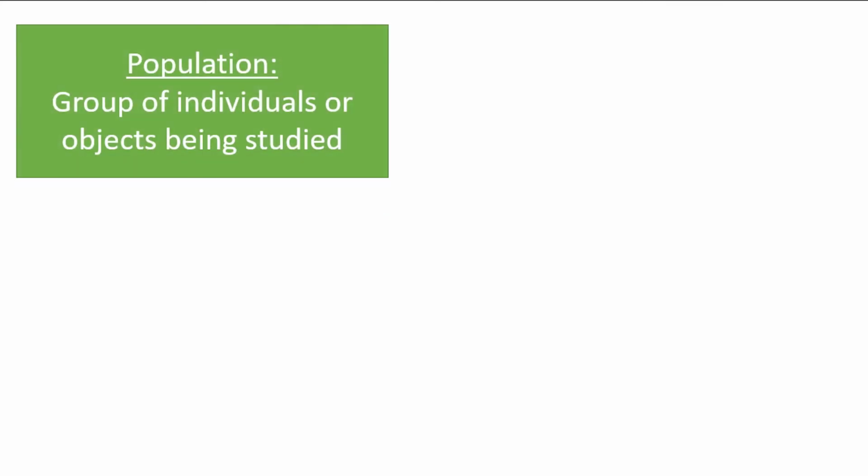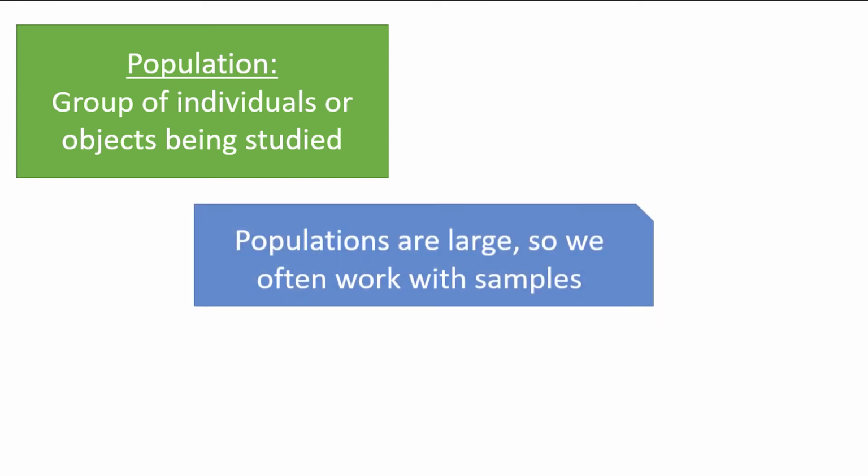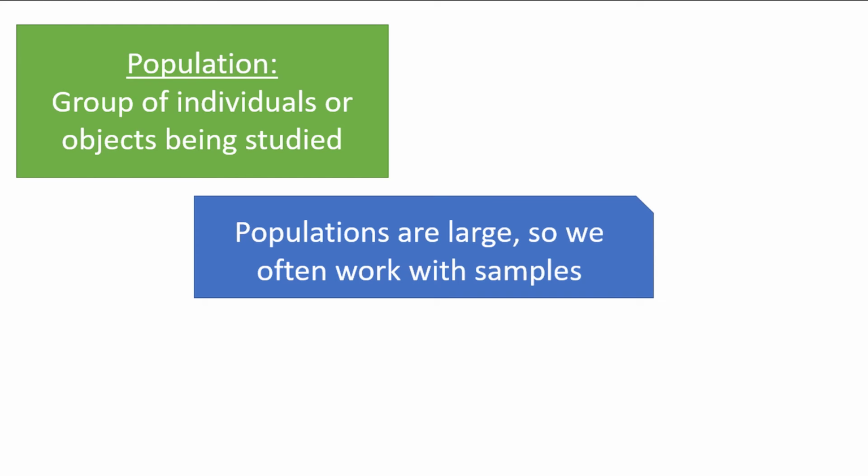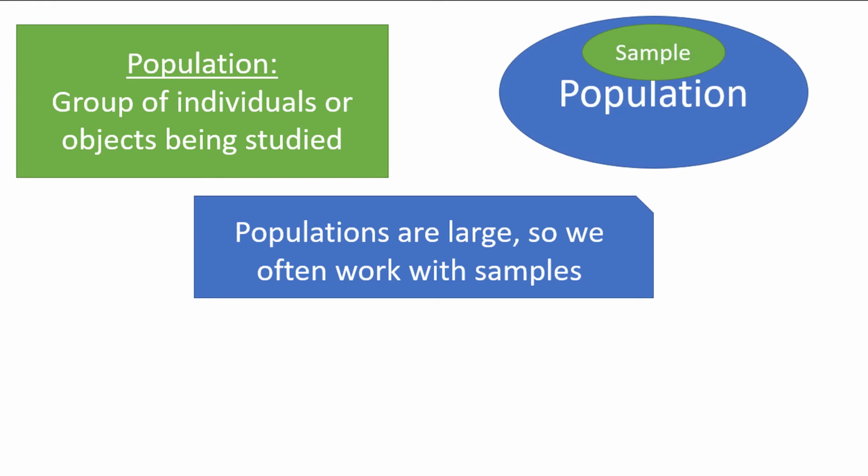Remember that a population includes all individuals or objects that are being studied. Populations are often large, making it very difficult to collect data from every member of the population. For this reason, we often take a sample, a subset or portion of the population to study, instead of the entire population. The hope is that the sample is representative of the population. There are many different sampling methods, and different methods will be appropriate in different circumstances.